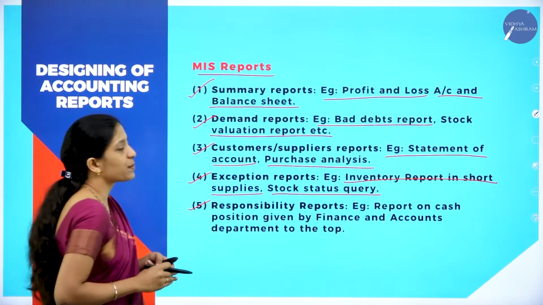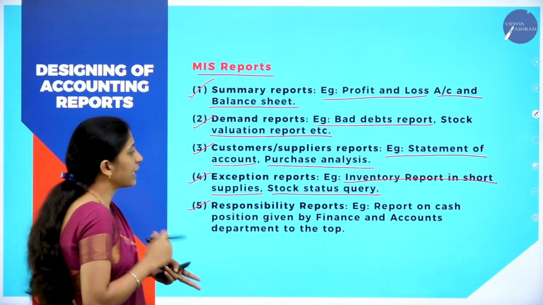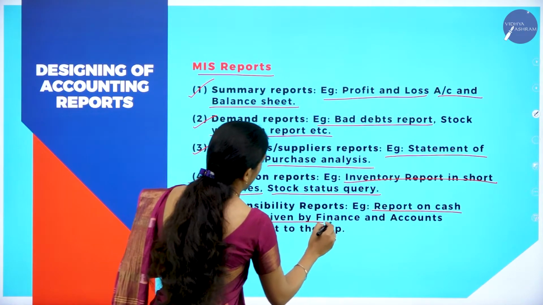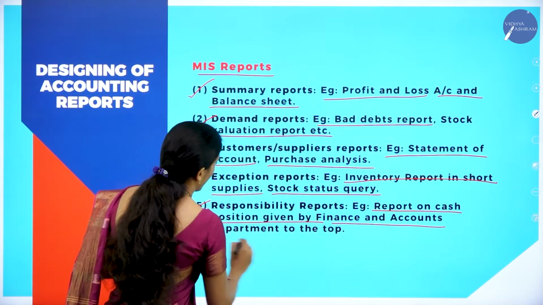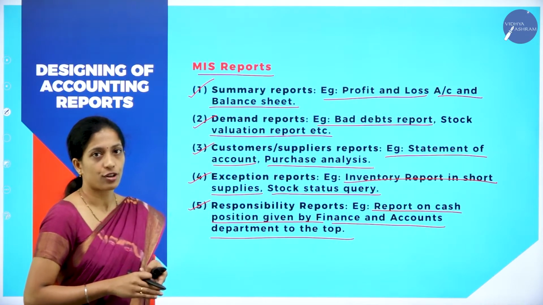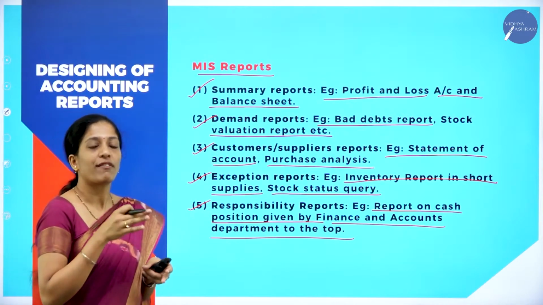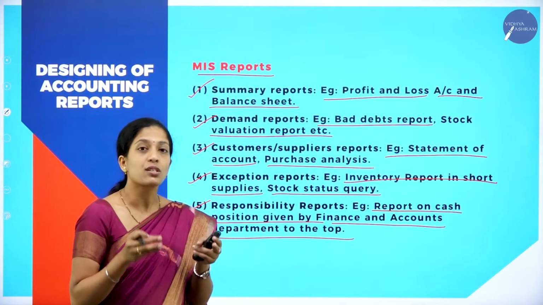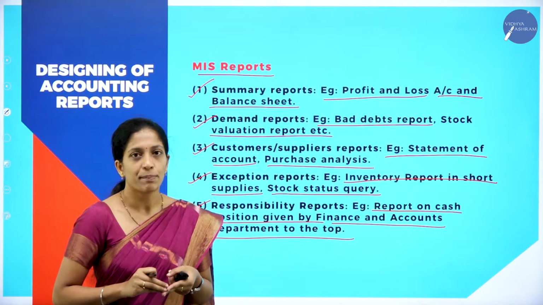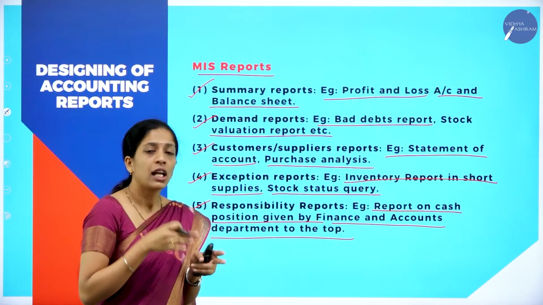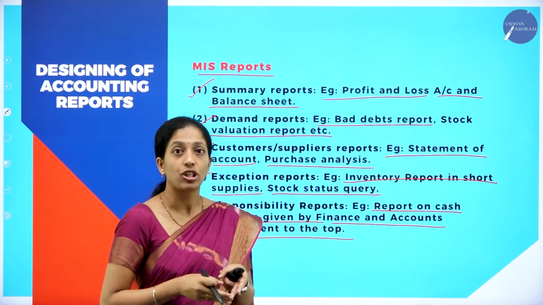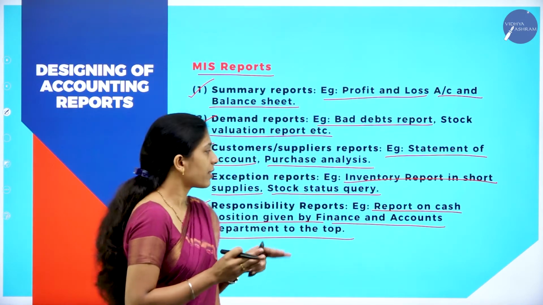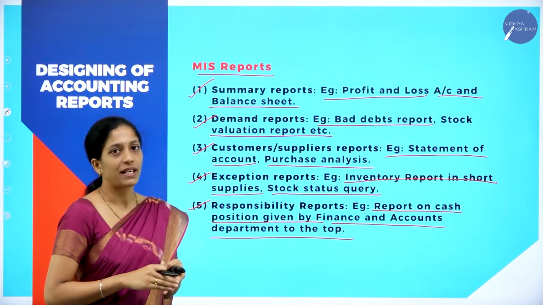Next one is a responsibility report, which includes a report on cash position, reported by the finance as well as account departments to the top management. It is the responsibility of an organization to maintain these responsibility reports, that is, what is the cash position in the business. In order to undertake any activity in an organization, they have to know the availability of cash, for which they will prepare this responsibility report.